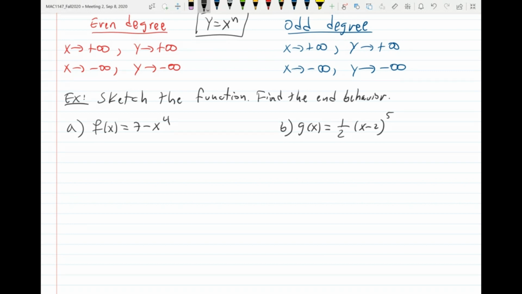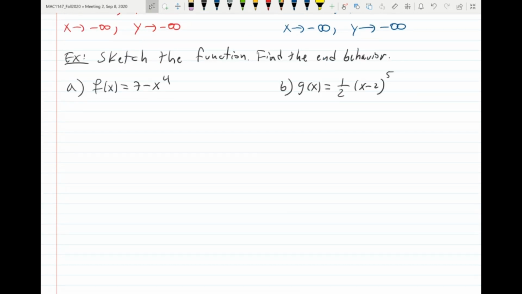First let us sketch the graph of these functions. Let us focus on the first one. You should realize that it is the result of doing some transformations. To make it more clear, maybe we should rewrite this as negative x to the 4 plus 7. There are two transformations we're doing to the basic function x to the 4. We're multiplying x to the 4 by -1.